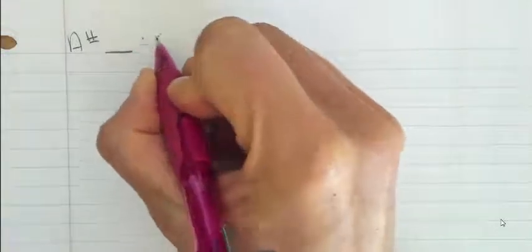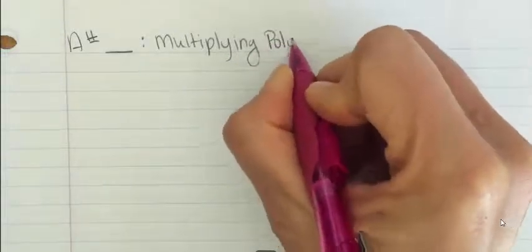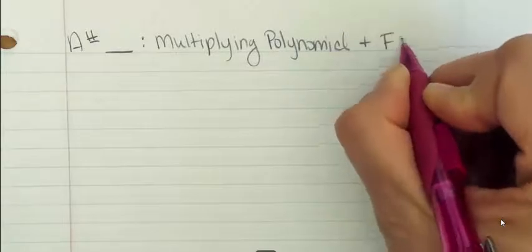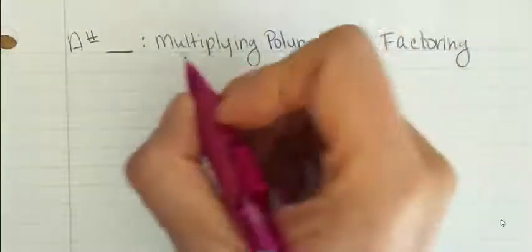We're going to spend some time reviewing some Algebra 1. We're going to review multiplying polynomials and factoring quadratics. I'll let you fill that in, whatever assignment number we're on. Changes from year to year. So, multiplying polynomials and factoring quadratics.